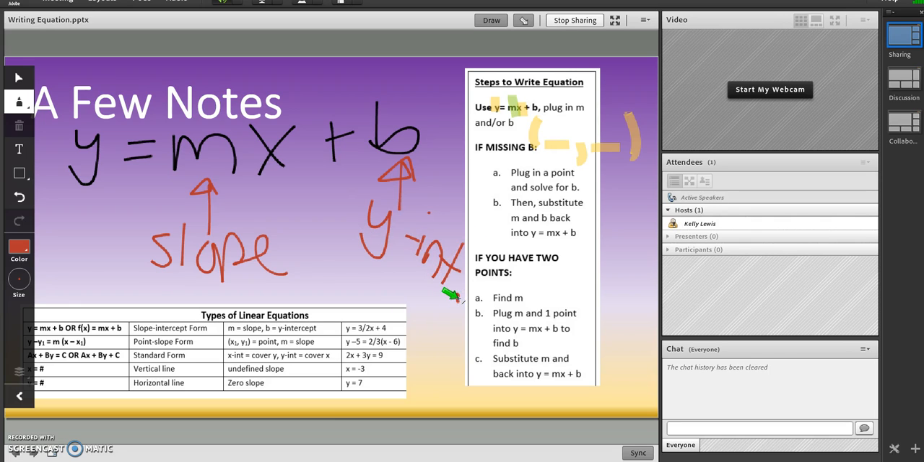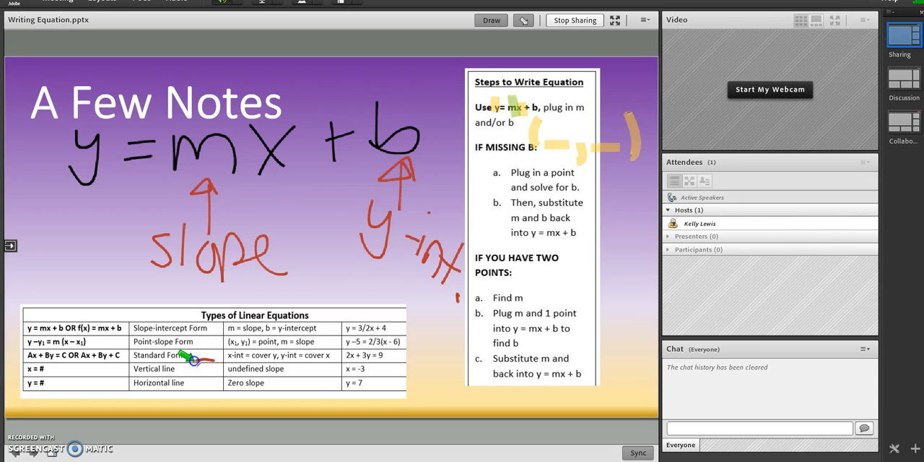And then y and x just stay y and x when you're done with the equation, because that's just an ordered pair anywhere on the line. Slope-intercept form is the most common one. There's other forms, standard form and point-slope, but slope-intercept form is where it's at.